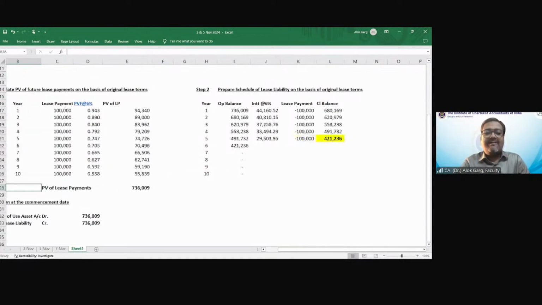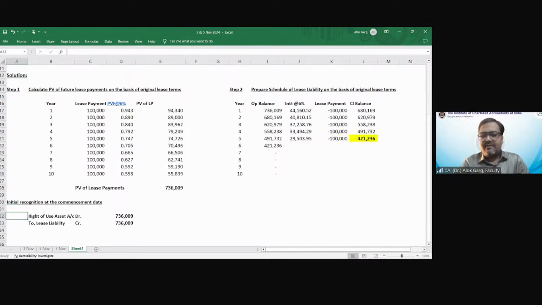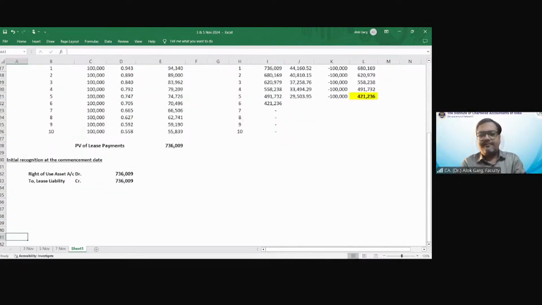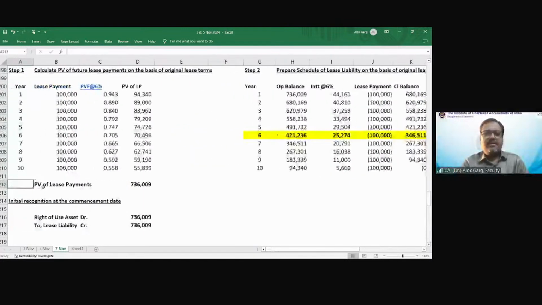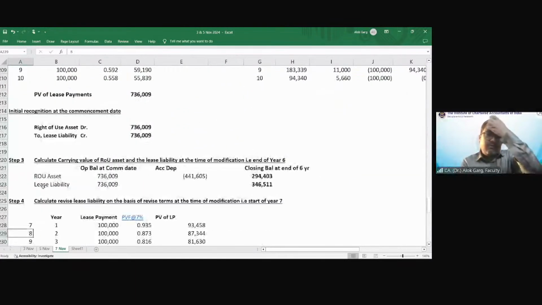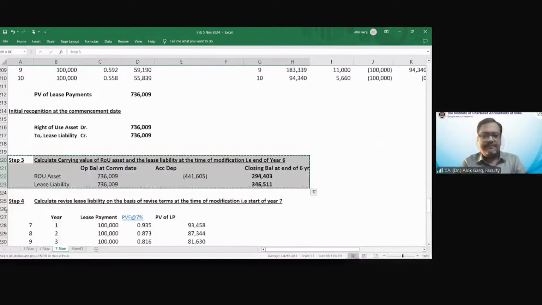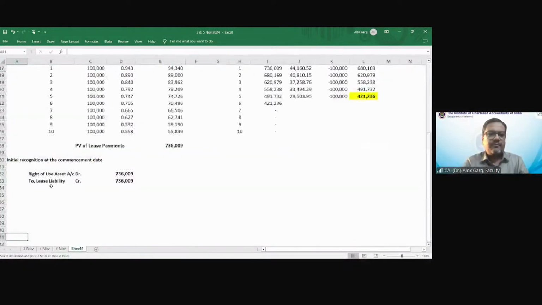And what is my carrying value of ROU asset? What will be the carrying value of the ROU asset? Less depreciation after 5 years. Step number 3. See, I am going with the same steps that I taught you in the last class. Okay, same steps I am copying.